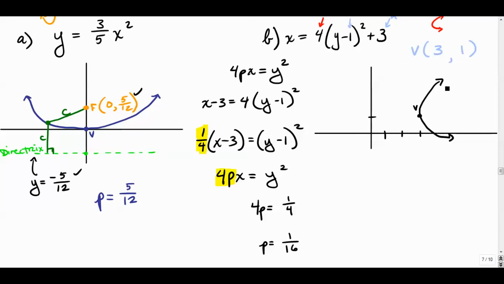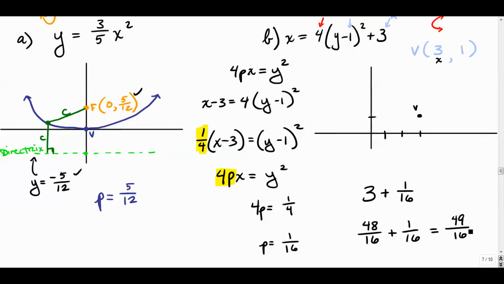So if our vertex is at 3, 1, our focus is over here somewhere, moving to the right 1 over 16. So we need to figure out, let me get rid of this for a second, from the vertex going right 1 over 16 units. Well, the x coordinate tells us right and left, so we need to simply say what's 3 plus 1 over 16. Well, convert that. Common denominators. So our focus resides at 49 over 16. So I'm going to put that maybe in a green. Our focus resides at 49 over 16, and it's still on the same vertical level as the vertex. So those are the coordinates of our focus.